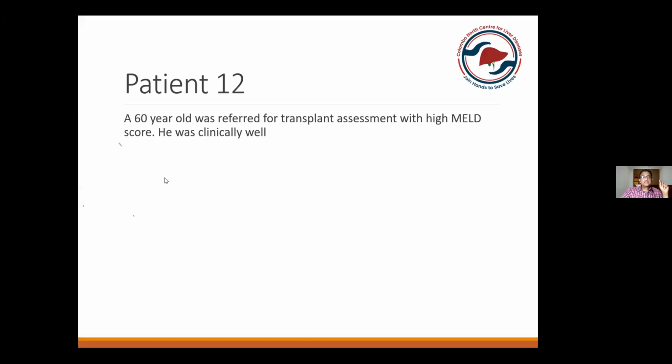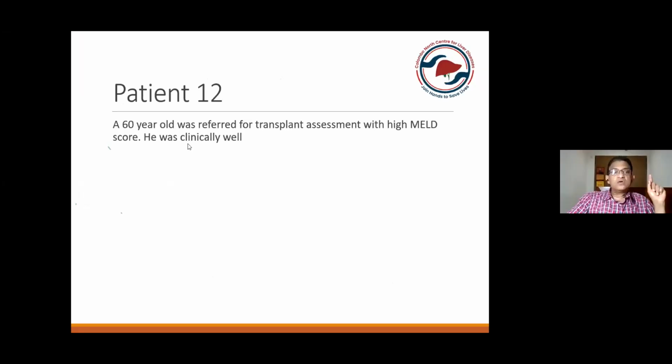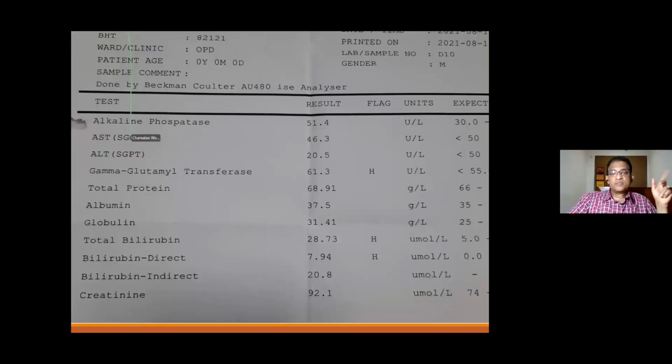Okay, the last patient, a 60-year-old, was referred for transplant assessment with high MELD. You know the MELD score. He was clinically well. So he was referred for transplant, but see the liver profile. So what are the striking abnormalities here? One minute.